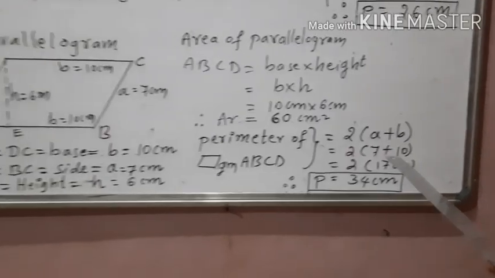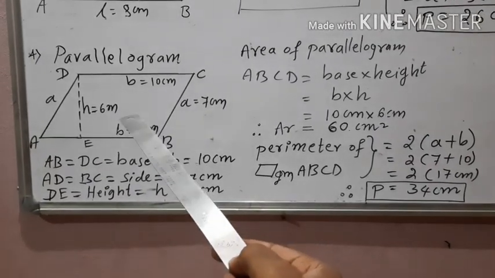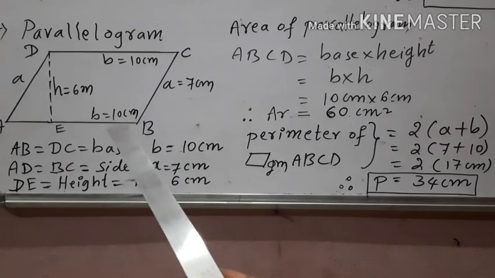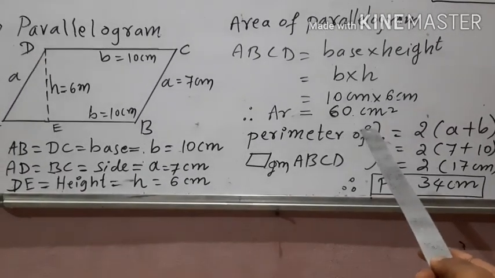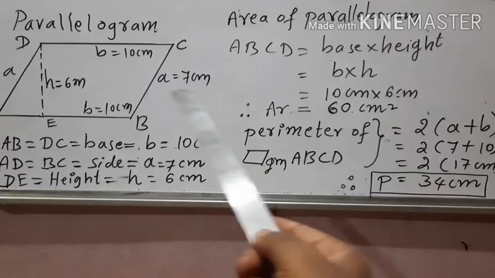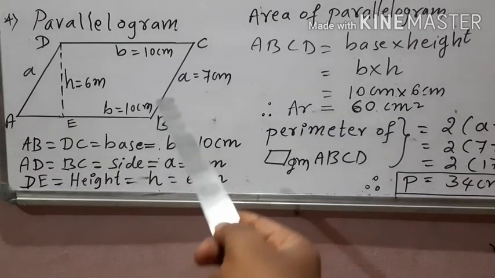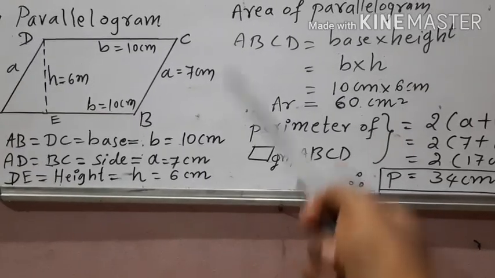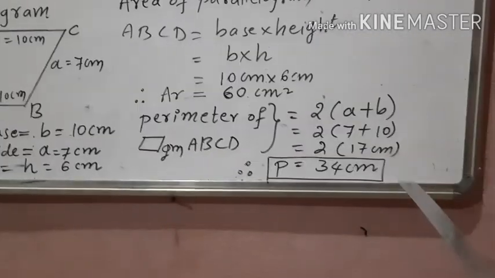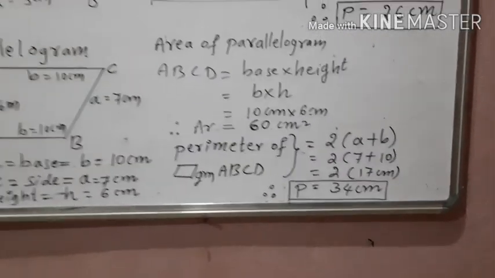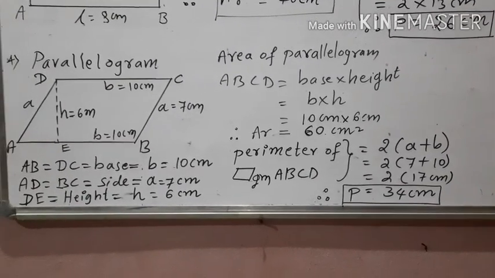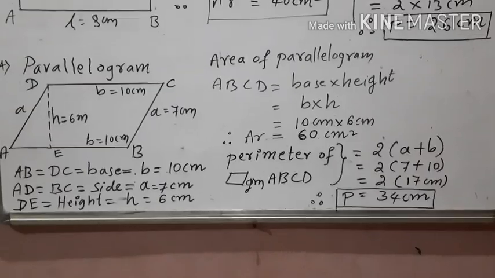Therefore perimeter of the parallelogram is 34 centimeter, whereas its area is 60 centimeter square. Means I can place 60 1 centimeter squares inside the region and one full round length of the object is 34 centimeter. This is how we find the area and the perimeter of the quadrilateral parallelogram.